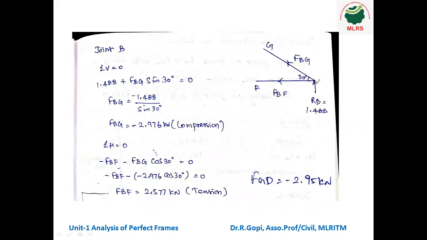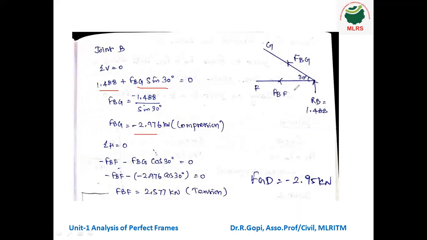Summation of V at B is equal to 0. What is the vertical reaction? 1.488. So 1.488 plus FBG, resolving vertically means FBG into sin 30. Finally we got FBG is equal to minus 2.976 kilonewton. It is compression. Okay.